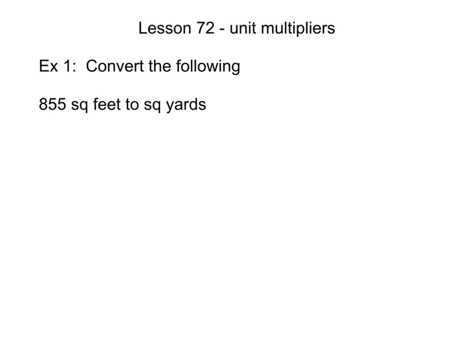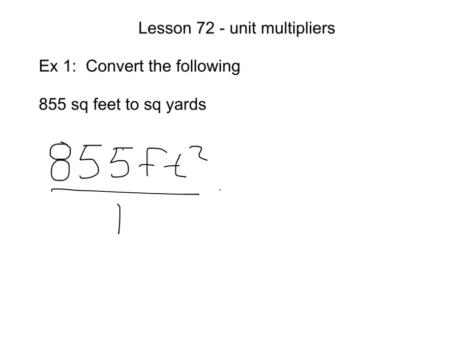For our first example, we have convert the following: 855 square feet to square yards. So notice the only difference that we have here is now we have the squared part. So if we take a look at this first one, let's start with what we're given. 855 feet squared, and we're going to put that over 1 as always. Now from there we got to identify what we have and what we want to get to. So we got feet and we want to go to yards. So we have a direct conversion there.